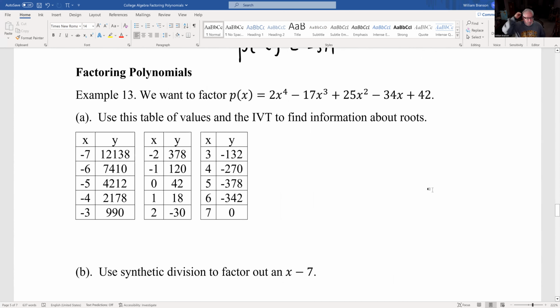So here's a polynomial. We want to be able to factor it, and then after that, we want to be able to graph it. So we have a table of values. And what does the IVT, which is the intermediate value theorem, tell us about this? So we look at the table of values. We know that this is an x-intercept, right? Because the y value is 0, and that's what an x-intercept is. But we also know that there's an x-intercept in here.